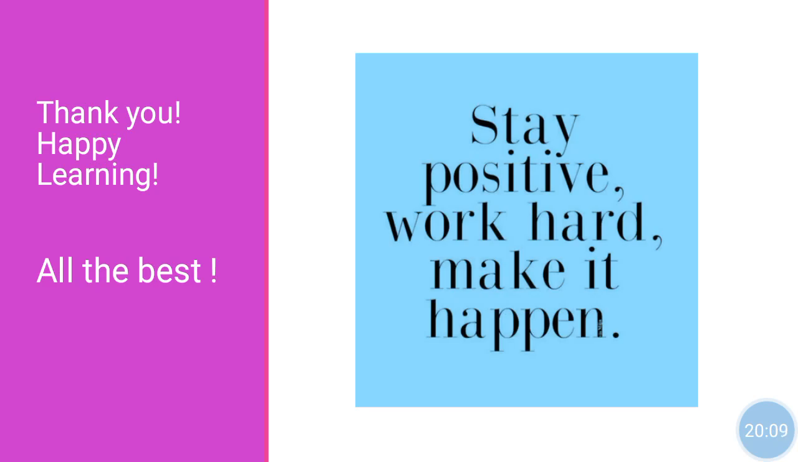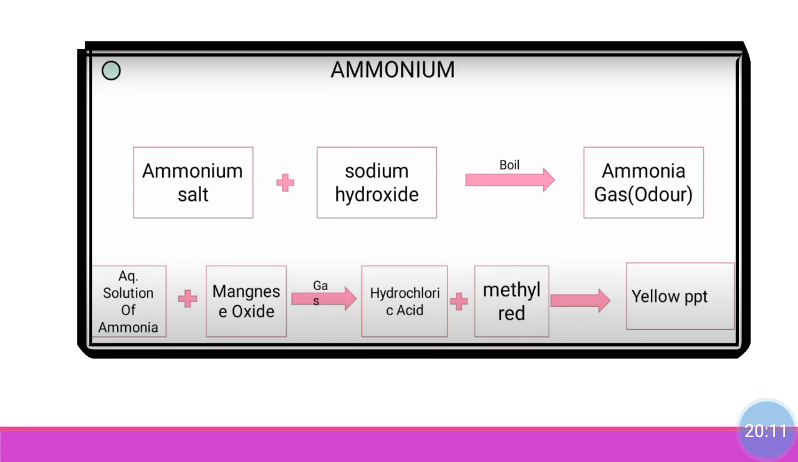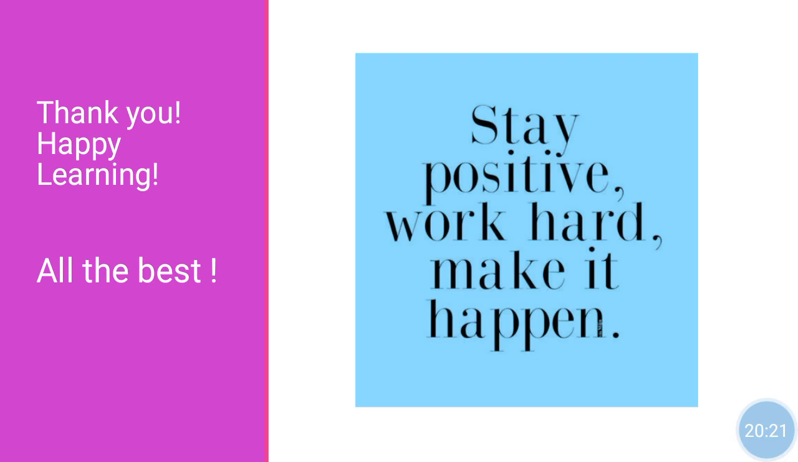Okay, so this is all about the identification tests for the cations and anions. So this is your last chapter of this syllabus. So here we have completed our pharmaceutical chemistry 1 theory syllabus.